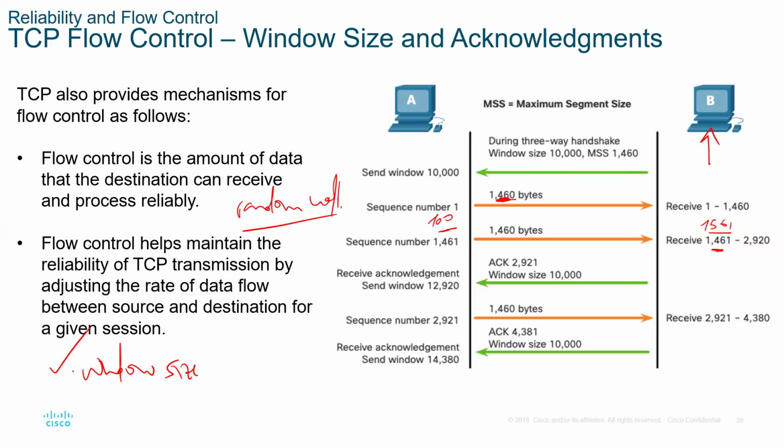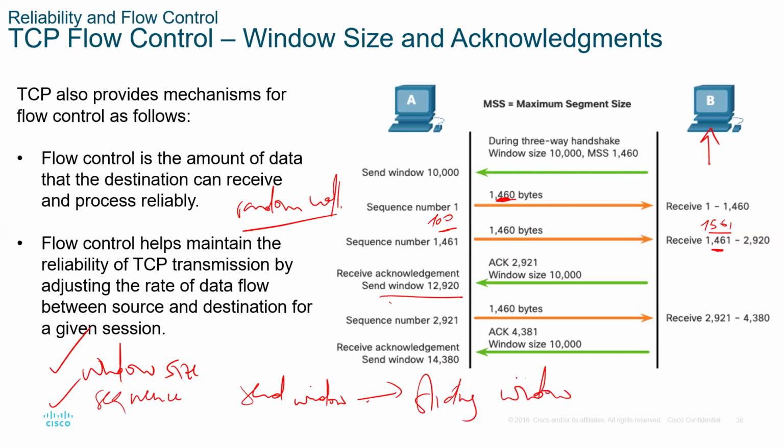Right. So to introduce a window size, and to introduce how the sequence number is chosen, we have this send window, which has the concept of a sliding window. The window slides depending on the information that has been sent. If the window starts at 10,000 and we send 4,380, it means the send window slides from 10,000 to 14,380, allowing us to continuously send more information basically.